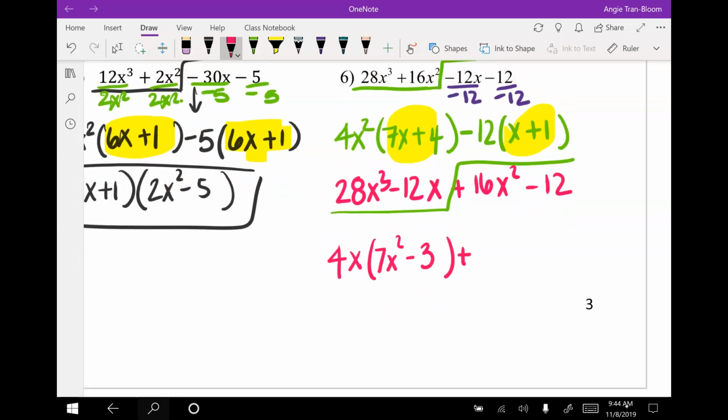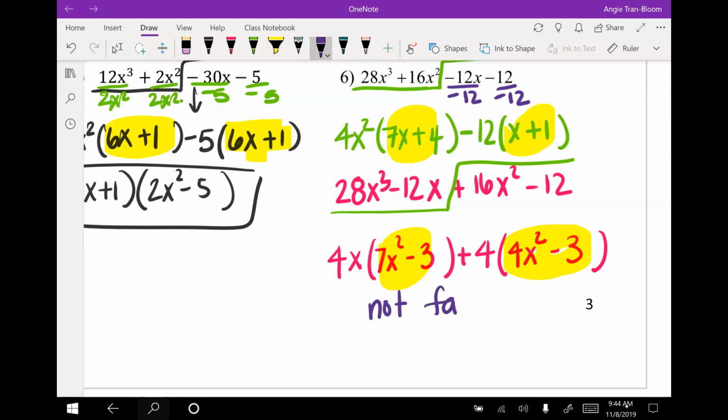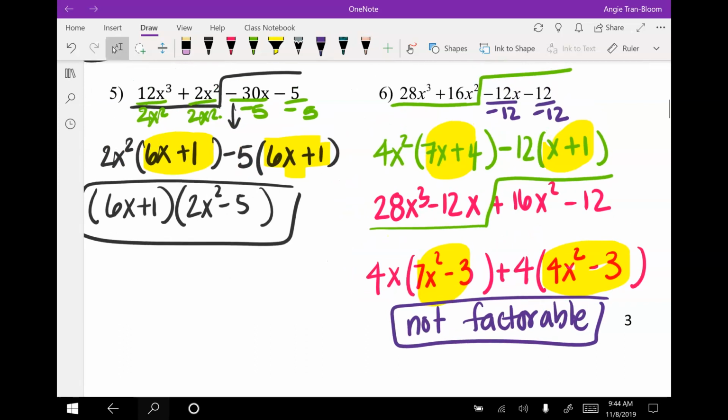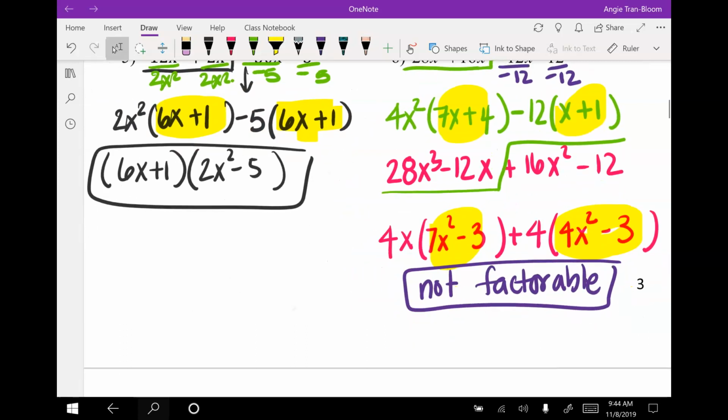Positive. What do we factor out? 4, good. What's left? 16x squared divided by 4? 4x squared. Negative 12 divided by 4? It's close, but is it identical? No. So guess what? Now we can say that is not factorable. Okay. So you have to try it out a couple of times. Don't just jump to the conclusion that it's not factorable the very first time.